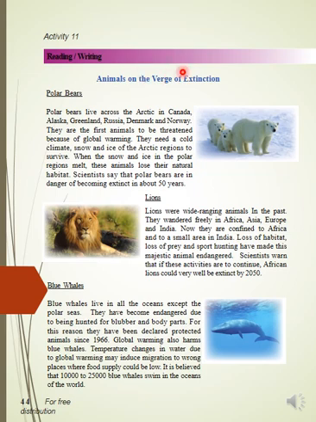Animals on the verge of extinction. What do you mean by extinction here? Ending or declining. Verge, very greatly. Polar bears. Now they have given a picture of polar bears also here. Polar bears live across the Arctic in Canada. You can see these polar bears across the Arctic in Canada, Alaska, Greenland, Russia, Denmark, and Norway. These are the countries where you can see the polar bears.